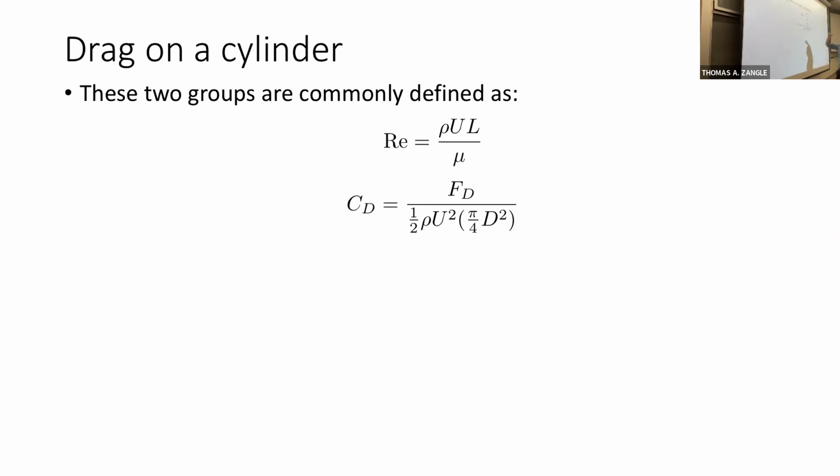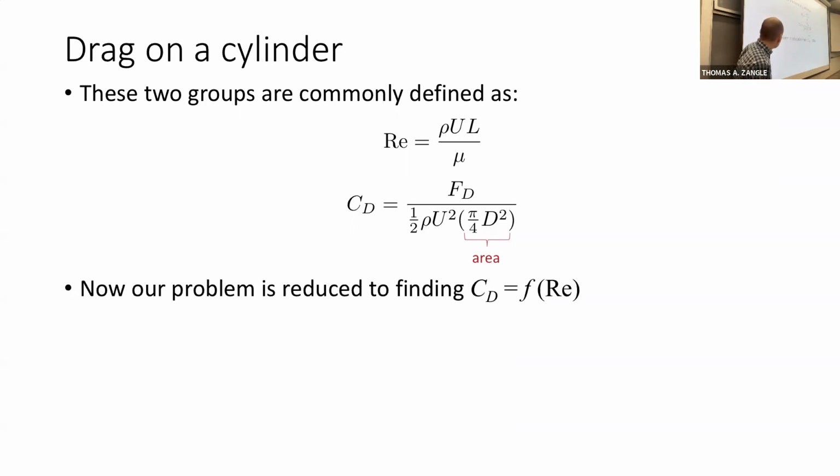Okay. So we have these 2 dimensionless groups that are commonly used to describe this problem. This is written out in this weird way because normally we describe this as an area instead of in terms of a length scale, but it has the same dimensions. But if we write it out this way, then we reduce our problem to finding just coefficient of drag as a function of Reynolds number. So we've gone from one thing being a function of 4 variables to one thing being really just a function of a single variable.